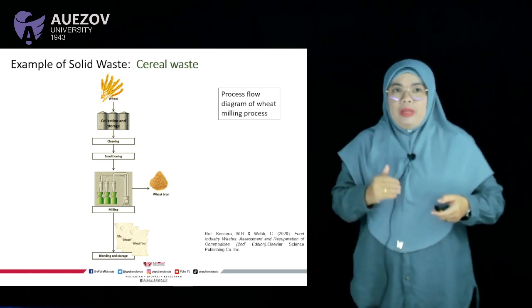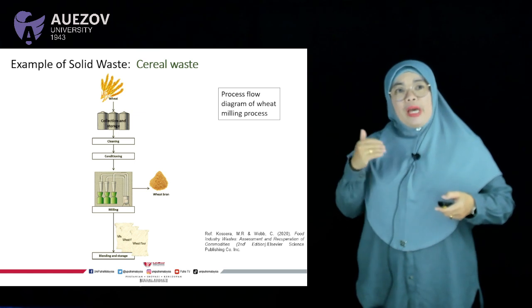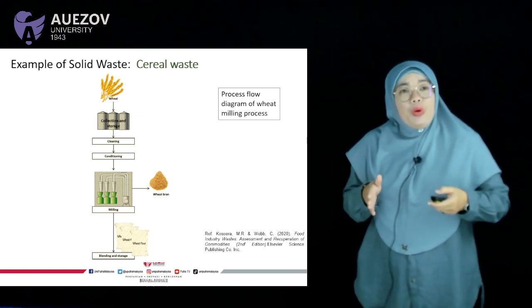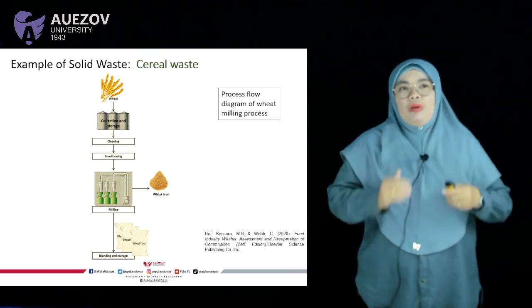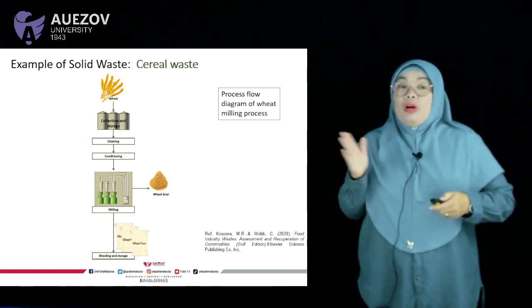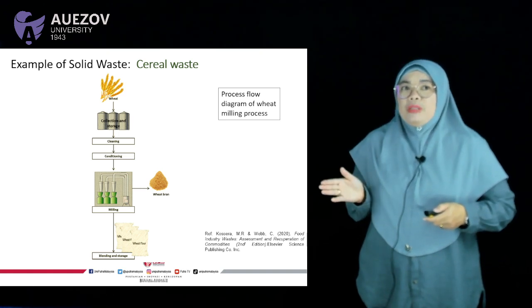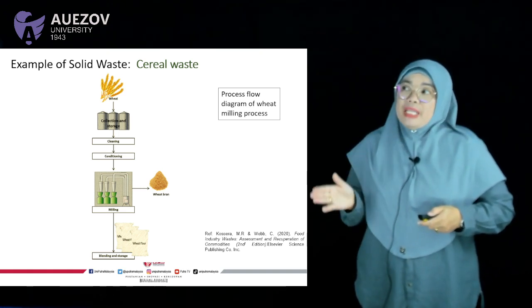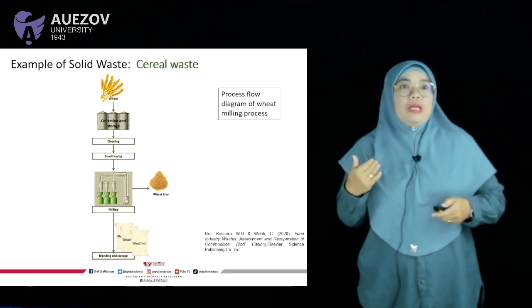I forgot one thing. The waste that I've shown just now, from plant-based waste and animal waste, we can also categorize into solid waste or wastewater, that is, in terms of liquid. So let's look at the first example. I give an example of waste from cereal, and this is the flow chart of the process for the wheat milling process.